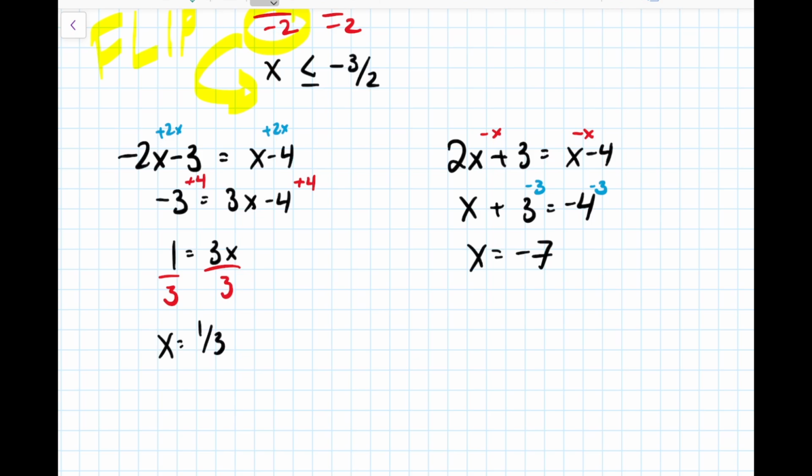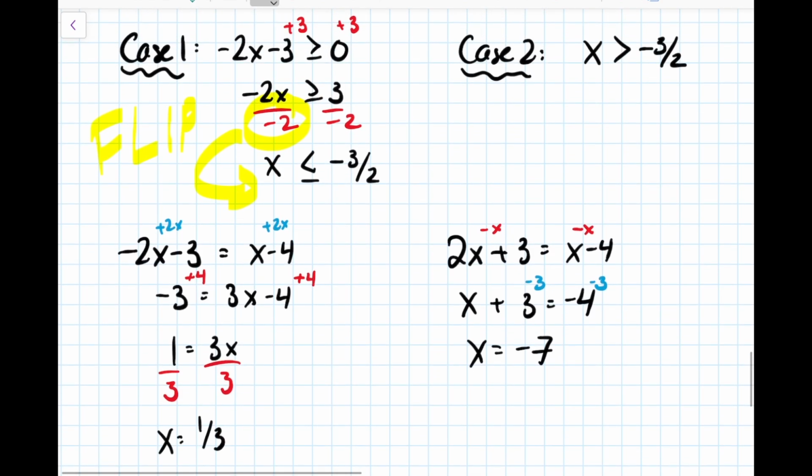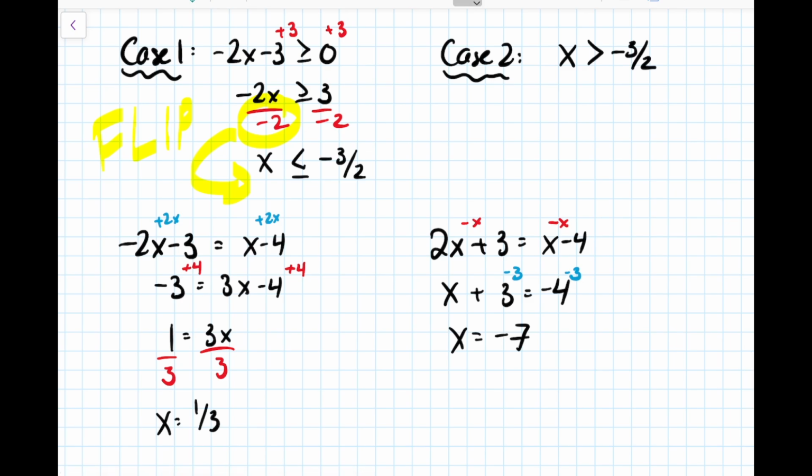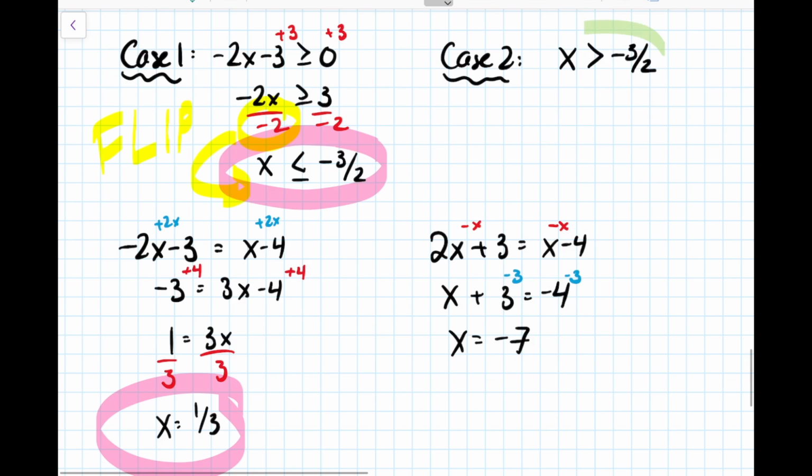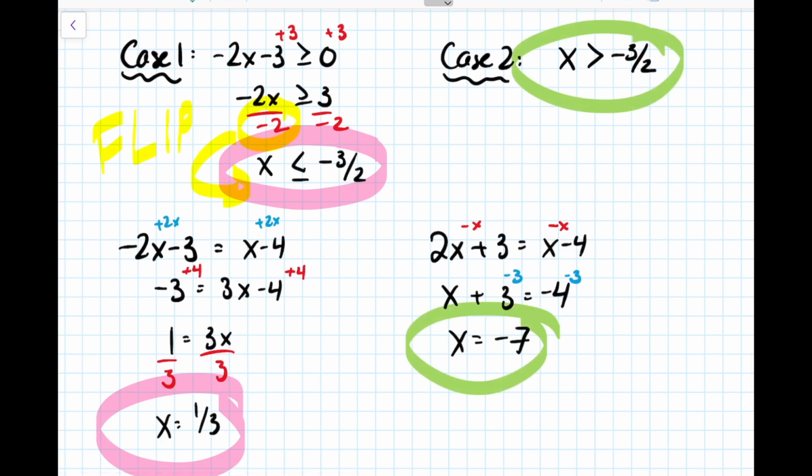So we need to check our answers now, but we actually don't really need to check our answers if we're paying close attention. If you look at your restrictions from case 1 and case 2, you might notice that in case 1, our x value was supposed to be bigger than -3/2. And in case 2, our x value was supposed to be bigger than -3/2. Sorry, I might have said bigger for case 1. Case 1 is definitely supposed to be less than -3/2.